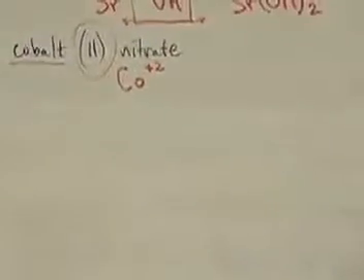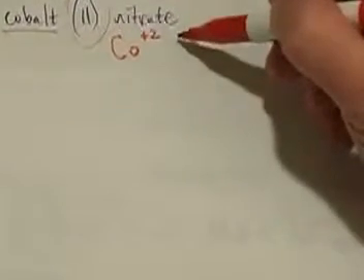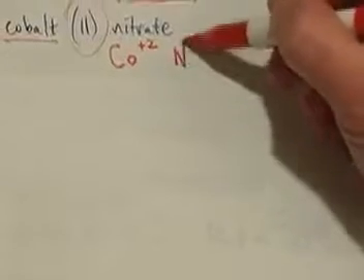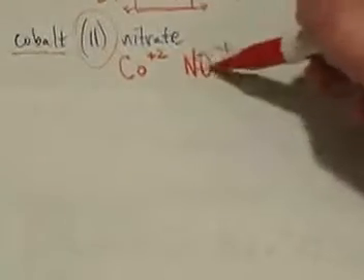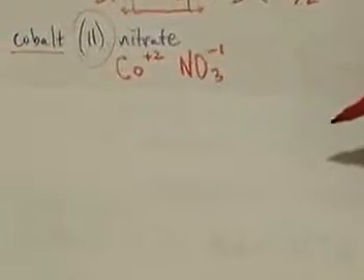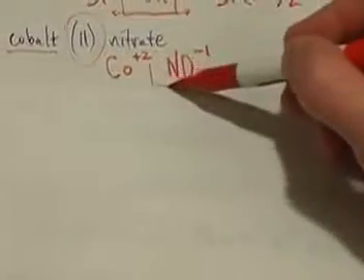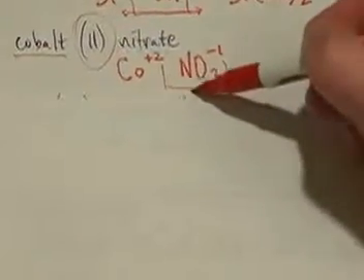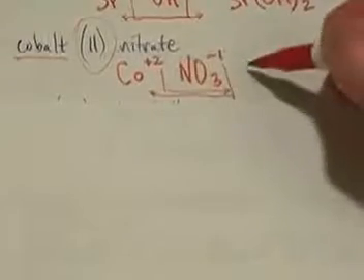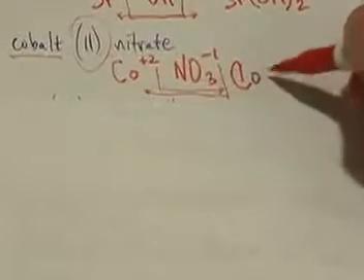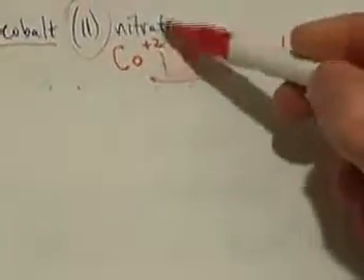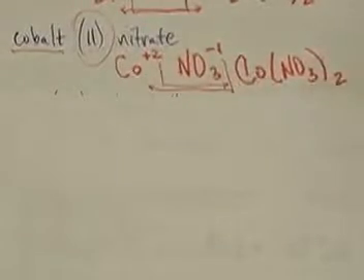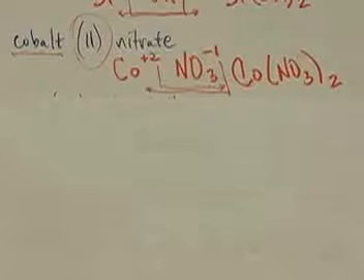Next, I need to write down the formula for nitrate. Nitrate, if I look it up on my list of polyatomic ions, is NO3 and has a -1 charge. Notice it's a mixture of 2 or more atoms that have a charge. Next, drop and swap the charges. Get rid of the plus and the minus right there. And then I need to write it as Co(NO3) and put a small little 2 down here because there were 2 cobalts, so I'd need a positive 2 charge for cobalt, so I'd need 2 of these negative NO3 ions.